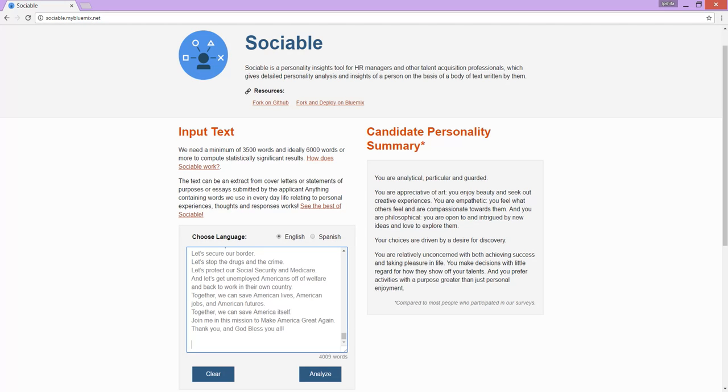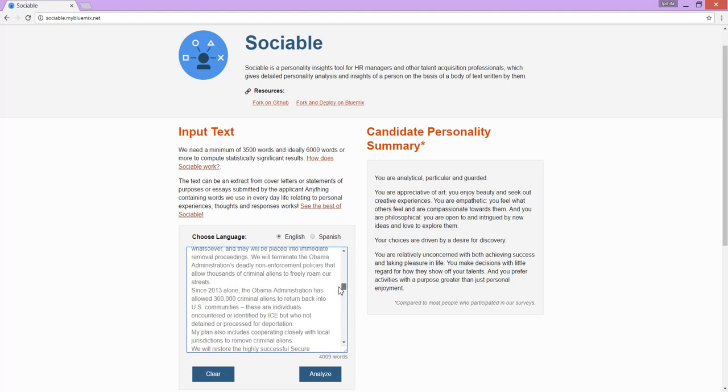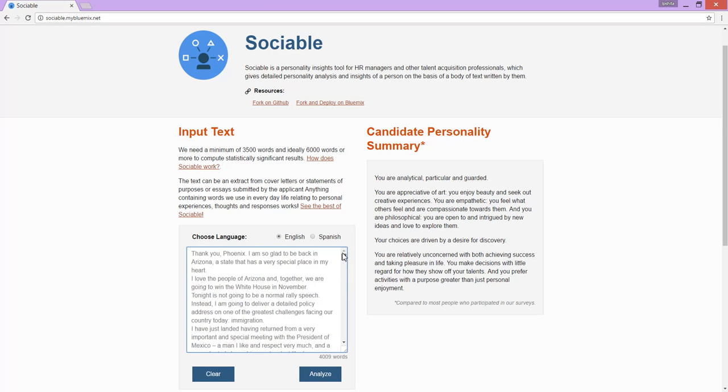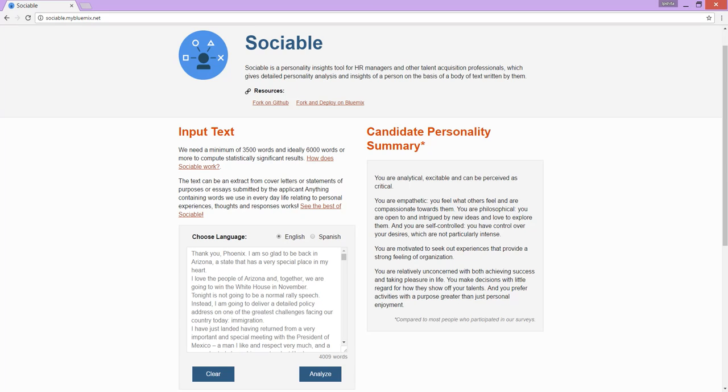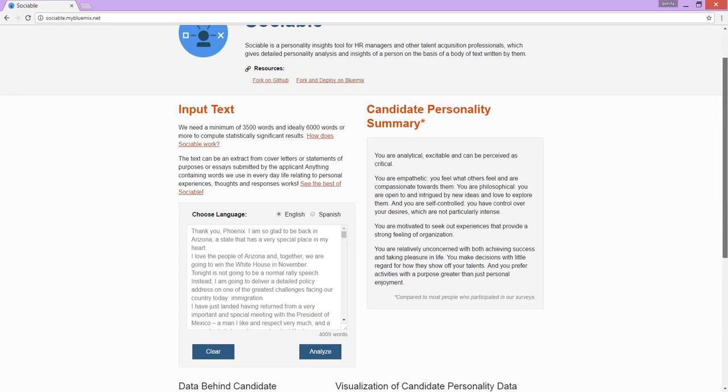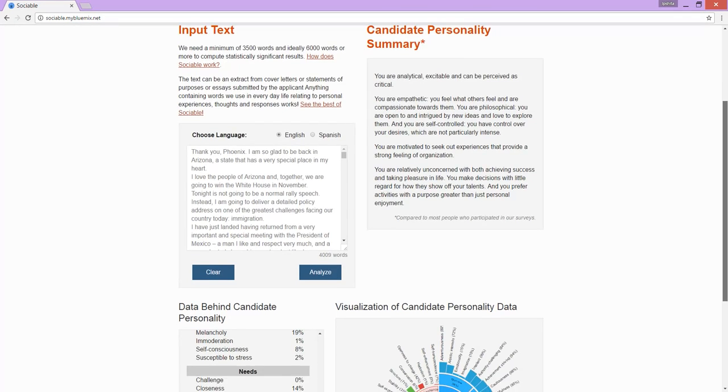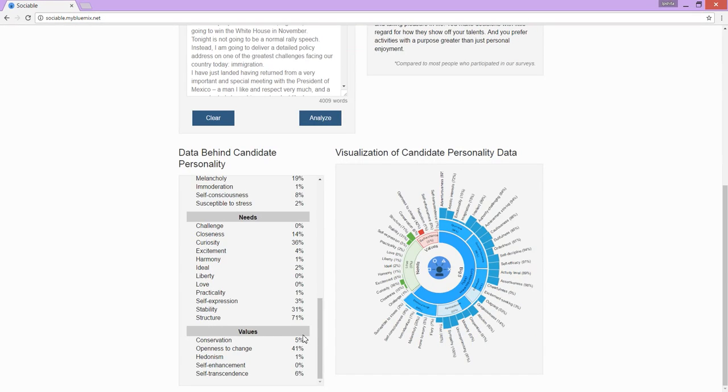Lastly, I have with me in the text area US presidential candidate Donald Trump's speech on illegal immigrants as delivered at Arizona on 31st August 2016, and I am going to analyze it. We have analytical, excitable, and can be perceived as critical; empathetic, motivated to seek out experiences that provide a strong feeling of organization; relatively unconcerned with both achieving success and taking pleasure in life; data behind the candidate personality and its corresponding visualization.